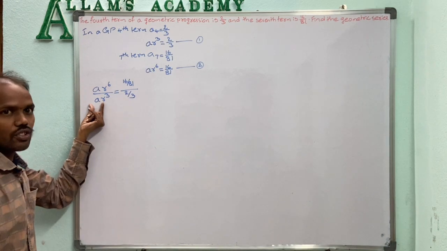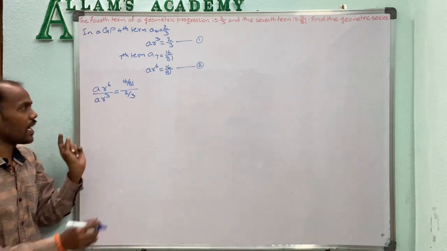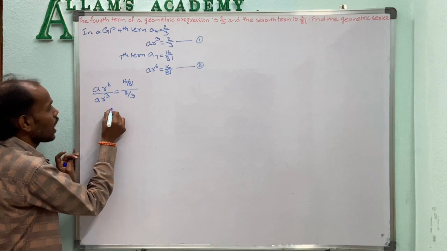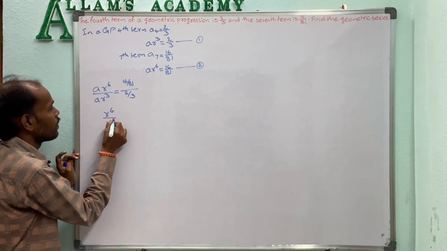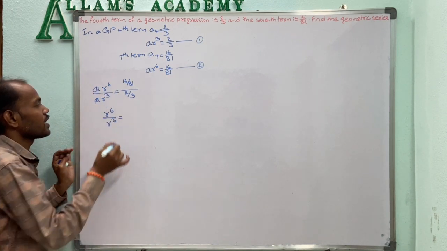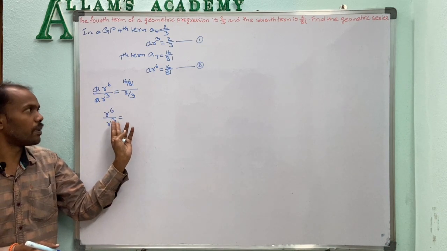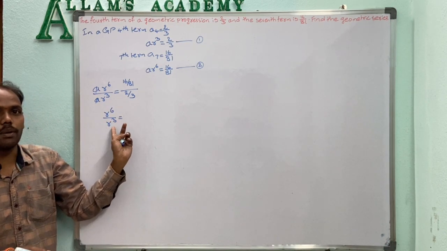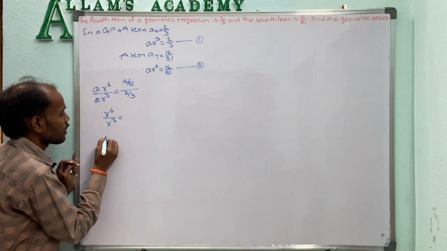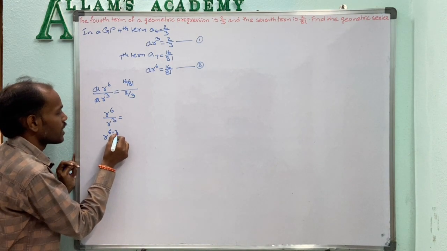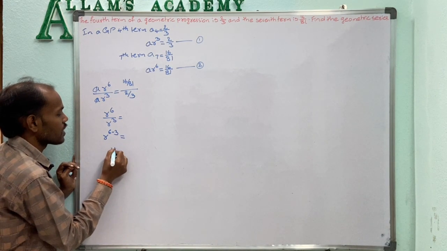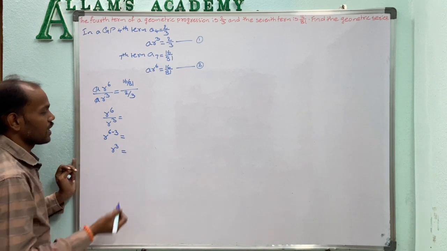Now simplifying the LHS, a gets cancelled. So we get r^6 / r^3. These are in the form a^m / a^n, which is a^(m-n). That means r^(6-3), and 6 minus 3 is r^3.